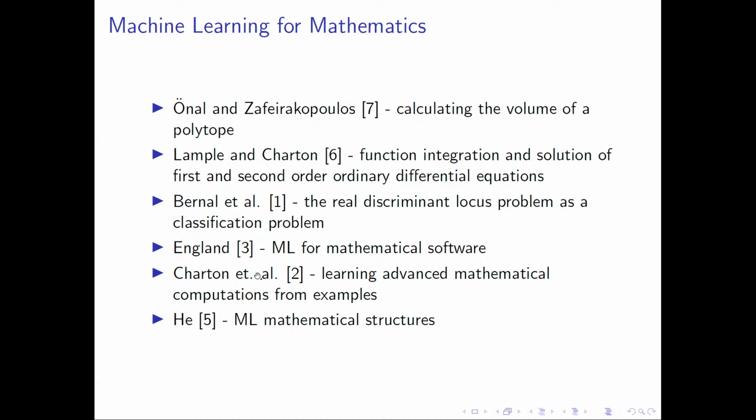Charton and his colleagues also train a neural network model to learn mathematical properties of differential systems. They show that by training transformers, advanced and complex computations can be learned. For example, local stability, behavior at infinity, and controllability can be learned by using this.